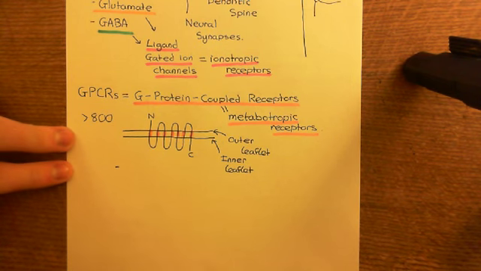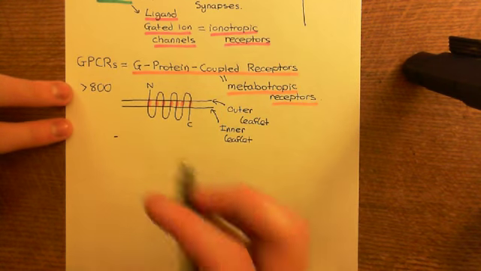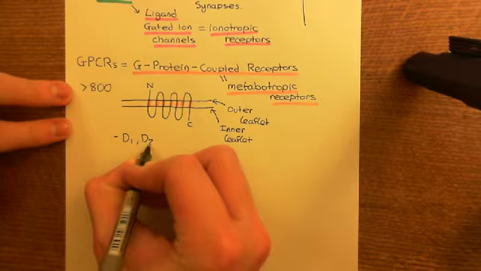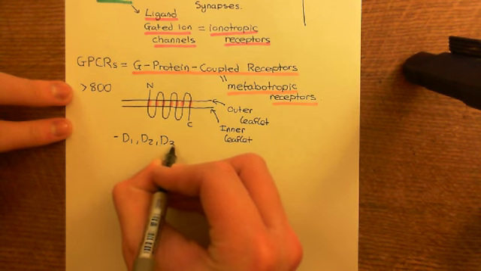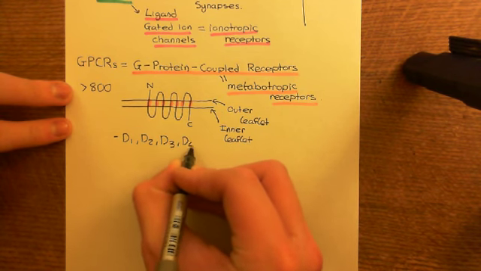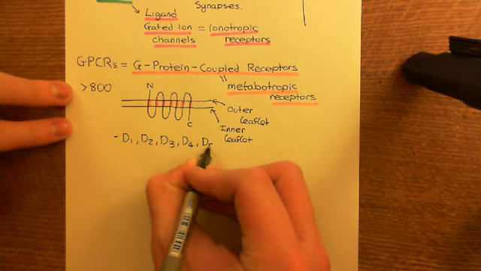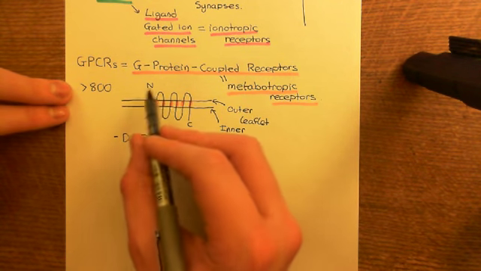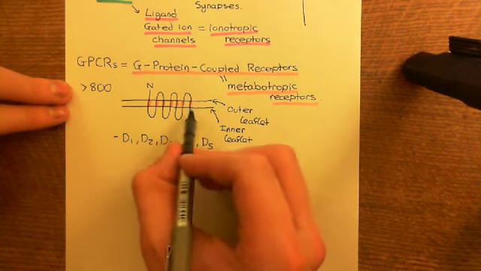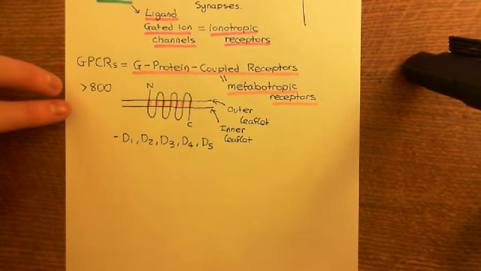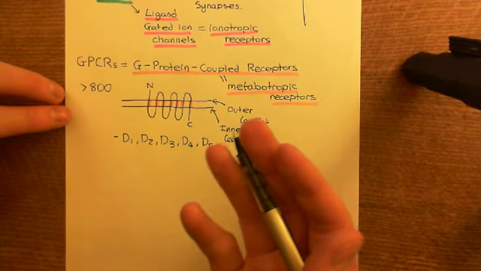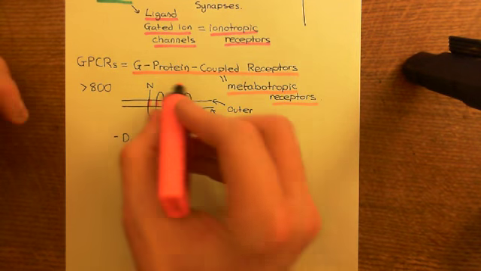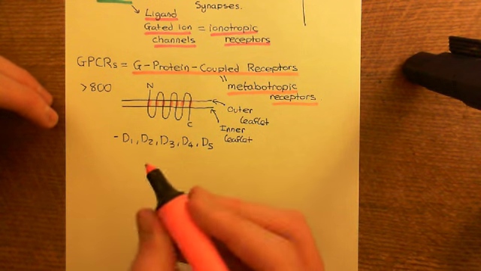There are 5 different types of dopamine receptor, called the D1, D2, D3, D4, and D5 receptor. They are all G-protein coupled receptors, so they all have the same basic structure with 7 membrane-spanning alpha helices. Of course, they are all different proteins, so they have different amino acid sequences. It's just that they all share this common membrane-spanning topology.